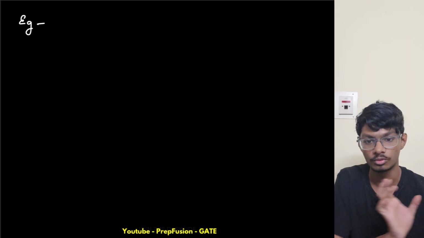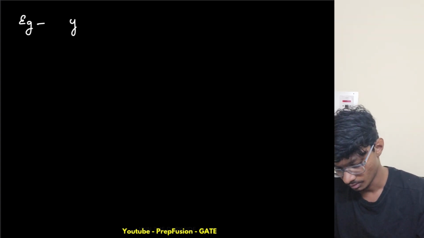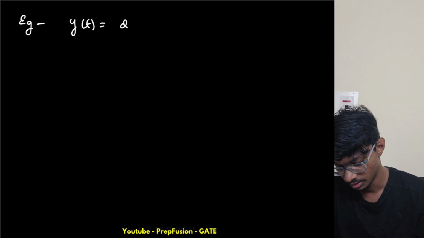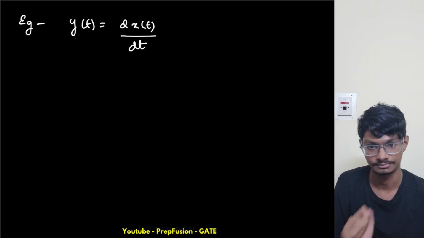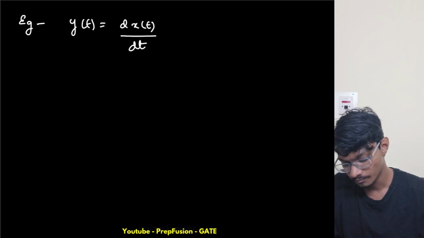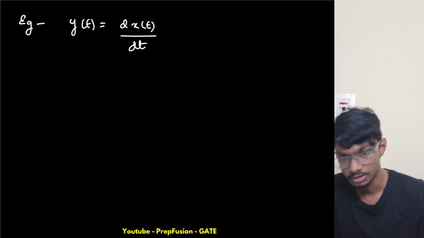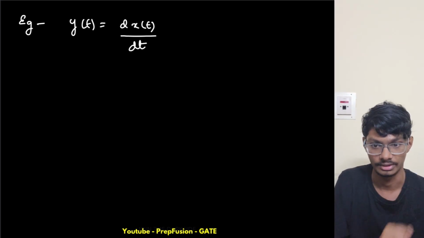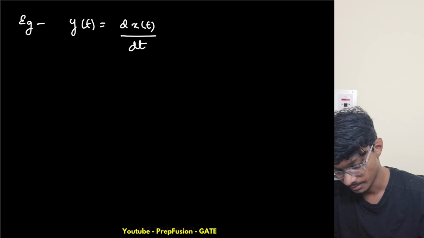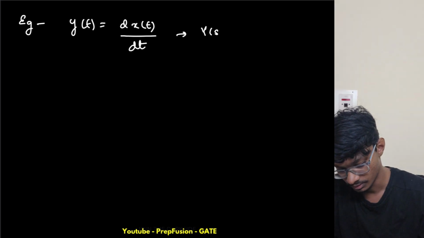Let's say I have a system which gives the output like this: y of t equals d of x of t by dt. I have a system like this. So what are the number of poles and the number of zeros for this system? Let me take the Laplace transform. This is Y of s and X of s.